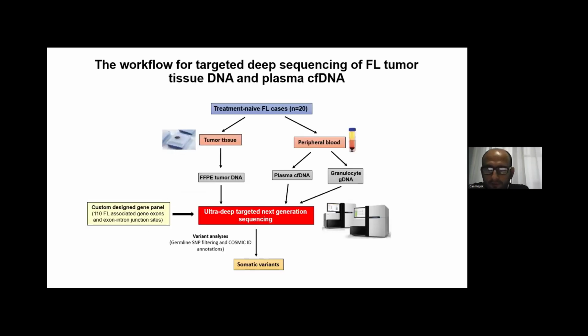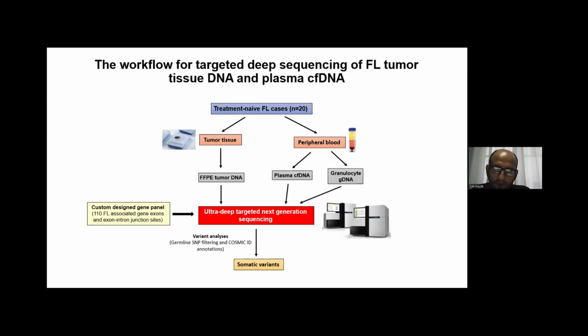So this is the basic workflow of our study. We included 20 treatment-naive follicular lymphoma cases. We obtained the tumor tissue and peripheral blood from these cases, and isolated the tumor tissue DNA and separated the plasma part and the rest of the peripheral blood, and we isolated cfDNA, and also we isolated the granulocyte genomic DNA. After that, we performed ultra-deep targeted next-generation sequencing using 150 follicular lymphoma-associated gene exons and exon-intron junction sites. And we did variant analysis.